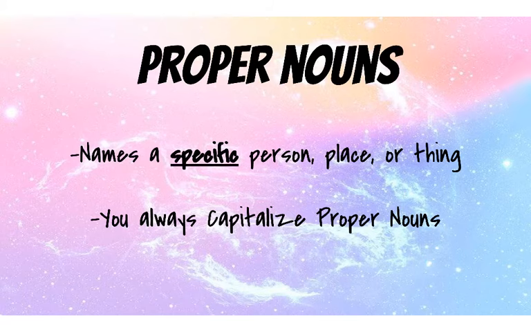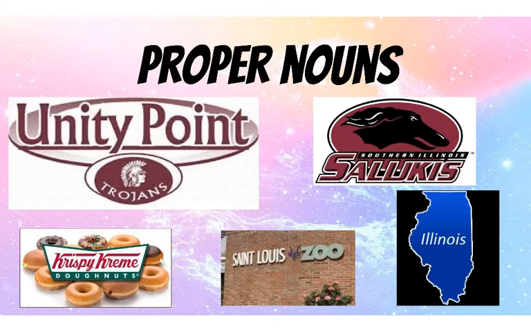Then we have proper nouns. Proper nouns name a specific person, place, or thing. You will always capitalize proper nouns. So let's look at a couple examples. So remember that proper nouns are specific people, places, or things. So things that have names, and we always capitalize them.